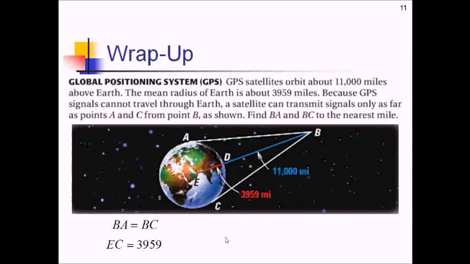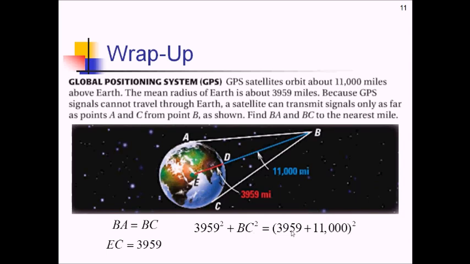We just have to be careful here about where our right angle is. Because the radius meets the tangent line at a right angle, this is our right angle here, ECB. So when we set up our Pythagorean theorem, we need to do EC squared, so 3,959 squared, plus whatever BC is squared, equals this whole side from E to B squared. So that's going to be 3,959 plus 11,000 squared.